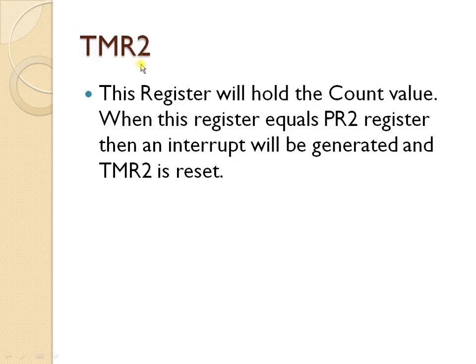Take an example that now PR2 is holding a value 0x0A. Initially the Timer 2 register is 0x00. Now 0 is compared with A, as both are not equal, Timer 2 gets incremented by 1. Now it reaches 1. So it gets incremented by 1 until it reaches 0x0A. As soon as this becomes 0x0A, Timer 2 is equal to PR2, therefore it will generate an interrupt. We call it the overflow interrupt, and it will reset the Timer 2 register.